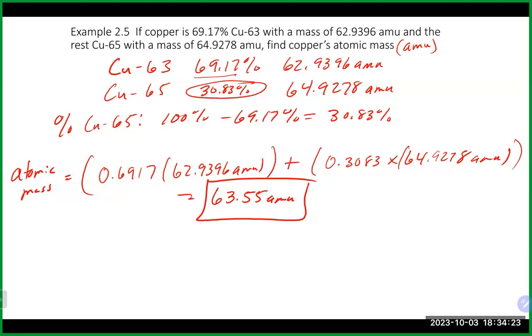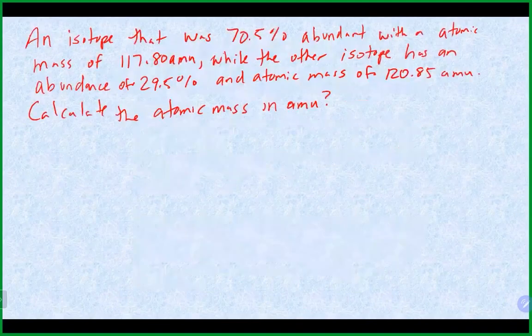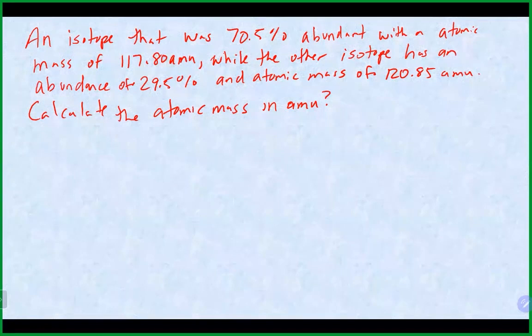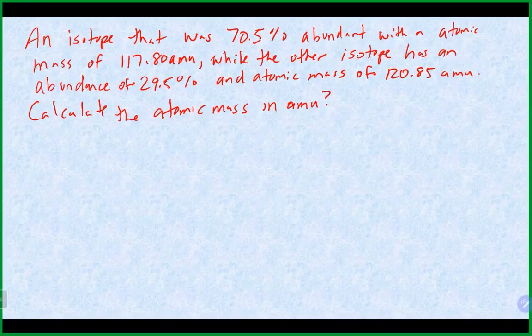Any questions? You try one here: an isotope that was 70.5% abundant with an atomic mass of 117.80, while the other naturally occurring isotope has an abundance of 29.5% and an atomic mass of 120.85. Calculate the atomic mass of this mystery element here in AMU. So see what you come up with. All right, let's take a look.